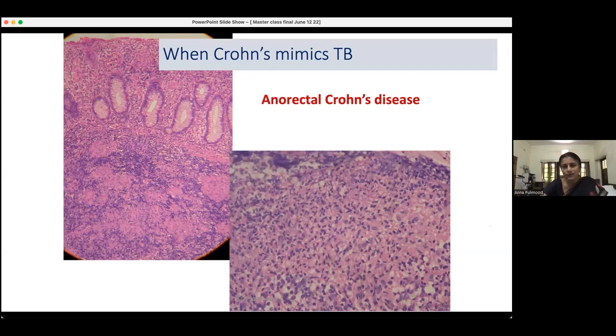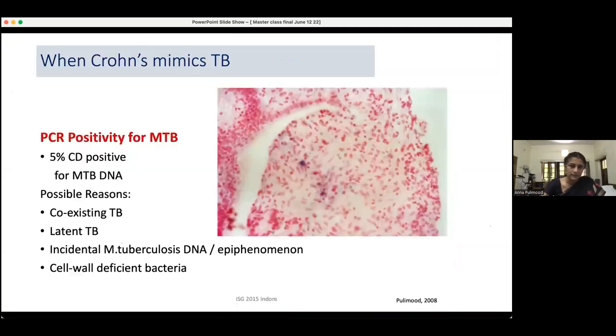There are many conditions where Crohn's can mimic TB, but I'll just highlight one, and that is anorectal Crohn's disease. Here you can get multiple granulomas, you can get confluent granulomas, you can get granulomas in ulcer lining. So on an anorectal biopsy, it's a much more tricky thing to distinguish TB from Crohn's disease. You'll have to use things like caseation, acid fast bacilli, PCR, and all the other tests. You rely on those more than in other sites. And again, you can get PCR positivity for MTB in Crohn's disease. This could be either because of latent TB that's present there, coexisting TB or incidental TB in that biopsy, or something called cell wall deficient bacteria, which don't cause disease, but are present in the histiocytes of granulomas.